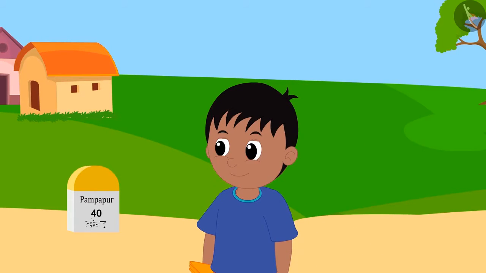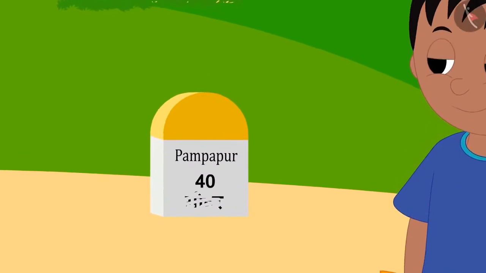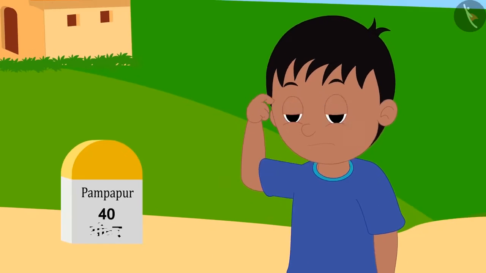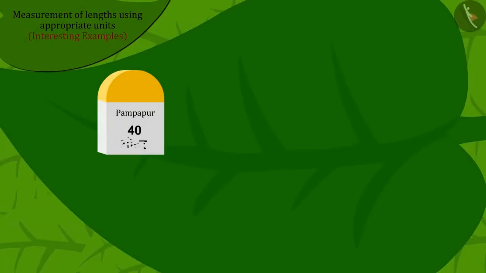Now Raju was about to reach his house. Just then, on the way, he saw it was written on a stone plate on the ground, Pampapur 40. But the unit below was erased. Raju started thinking that the distance from Pampapur to there was written on that stone.